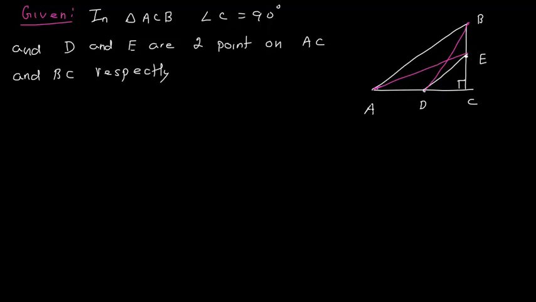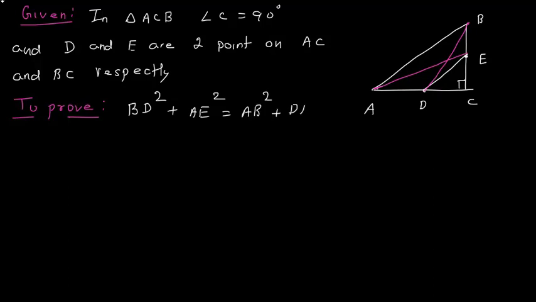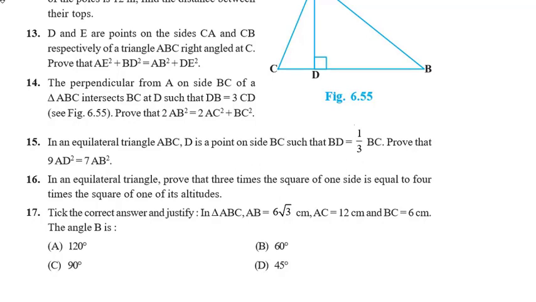We have to prove, let us see what we have to prove. So, to prove that BD square plus AE square is equals to AB square plus DE square. Okay. Let us check the question once again. AE square plus BD square is equals to AB square plus DE square.